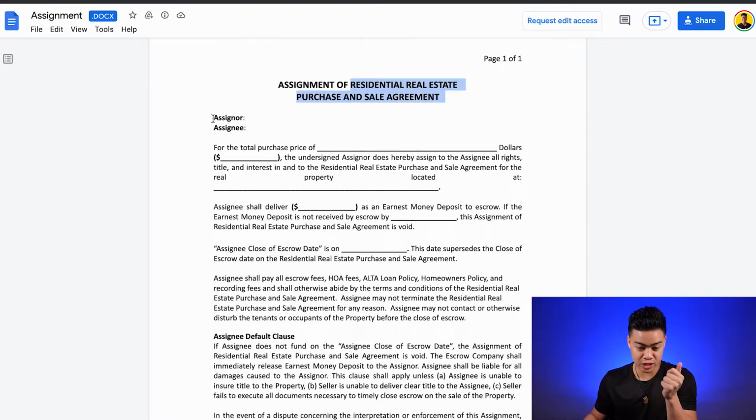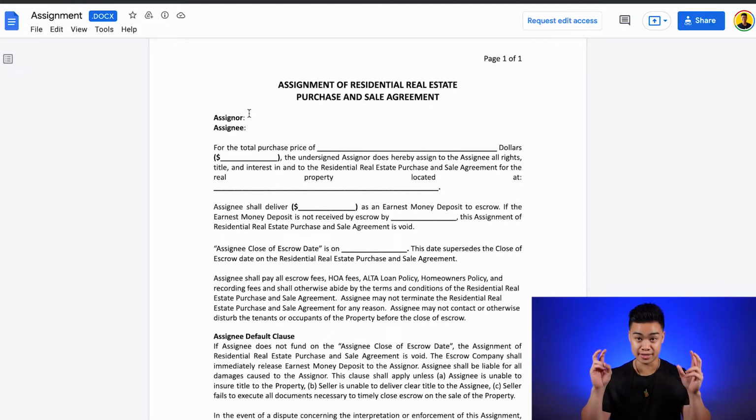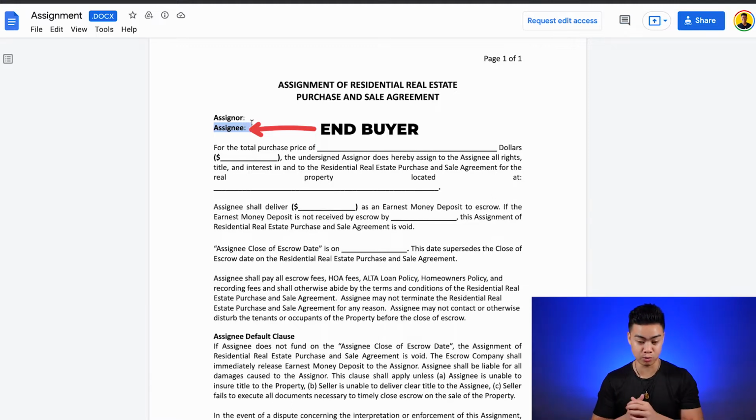So the first thing that you have to know is these two things right here, the assignor and the assignee. So the assignor, that is you. That's the person who has the contract and is looking to assign it to someone else. So the wholesaler is the assignor, and then the assignee, that is the person who you are assigning it to. So it's the end buyer, whoever's purchasing this home.